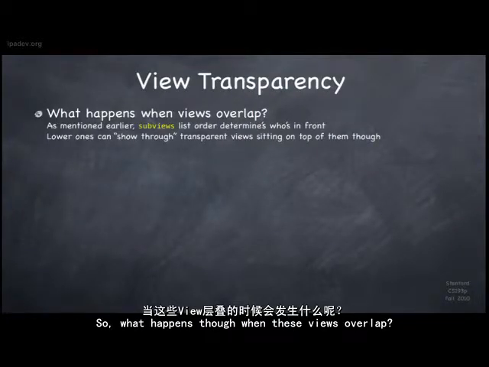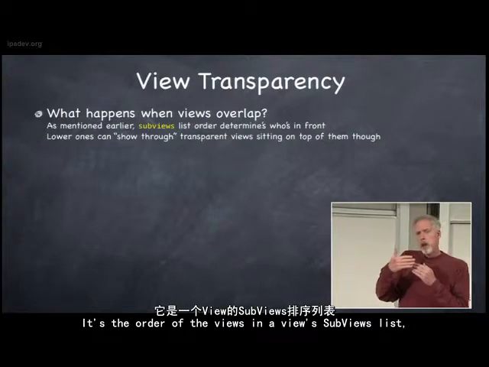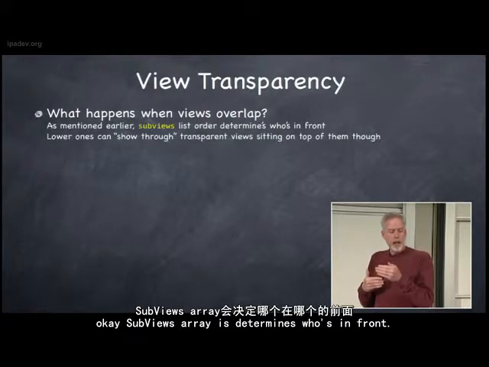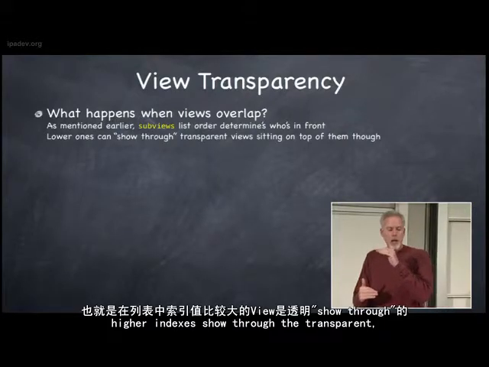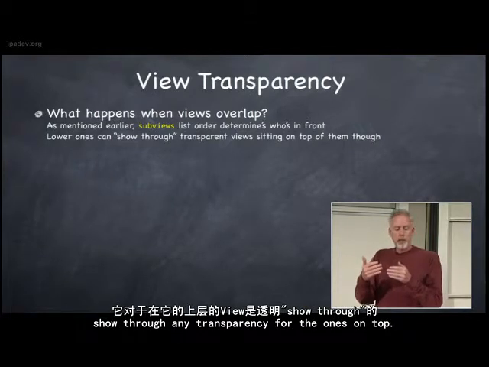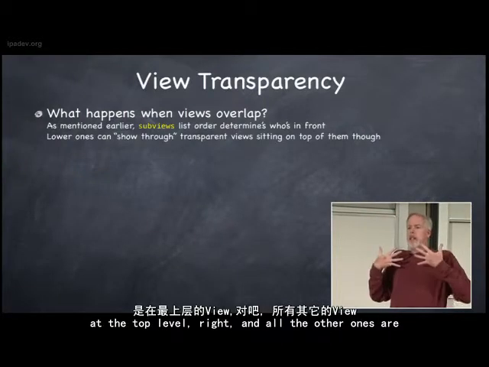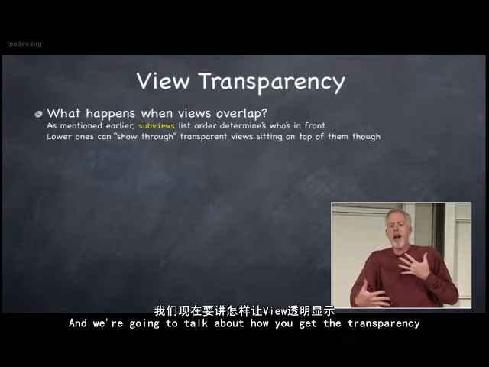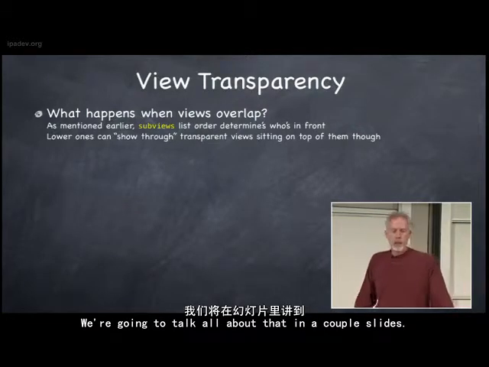So what happens, though, when these views overlap? So I've got all these views, and they're all stacked on top of each other. It's the order of the views in a view's subviews array that determines who's in front. Okay, the ones that are lower down in the list, higher indexes, show through any transparency for the ones on top. So let's put it this way: subviews index 0 is at the back, and all the other ones are in front of it. Does that make sense? And we're going to talk about how you get the transparency to happen and things overlapping and showing through. We're going to talk all about that in a couple slides.